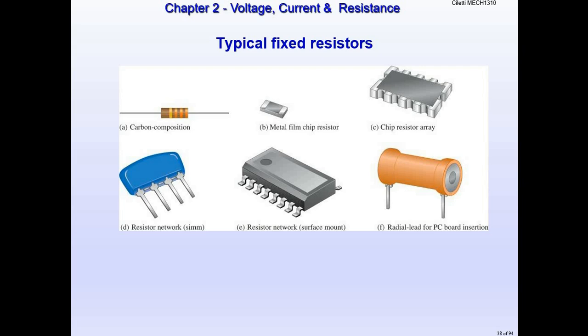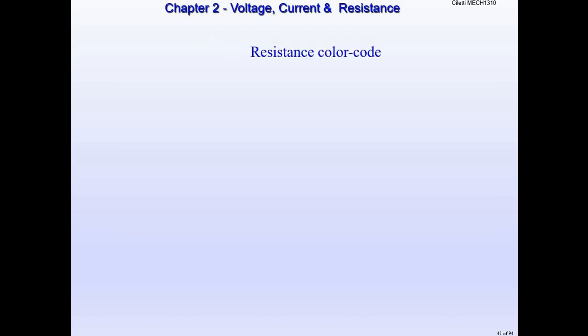So if we look at E, that's what you're going to see like inside your computer or something like that. It's an array of them. Okay, there might be radio ones, the metal film chip resistors in your phone or things like that. They just kind of have some different resistance properties. But these are generally what your fixed resistors are going to look like, which means we can't change the value of their resistance. They are what they are.